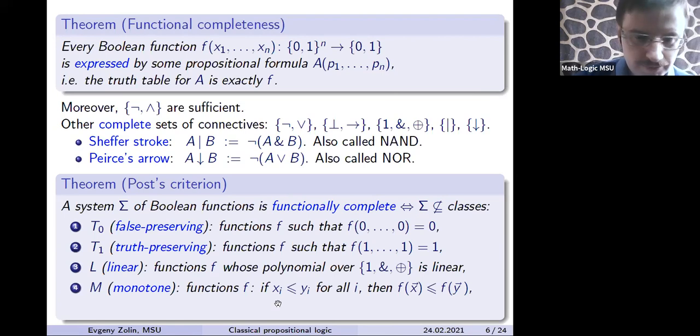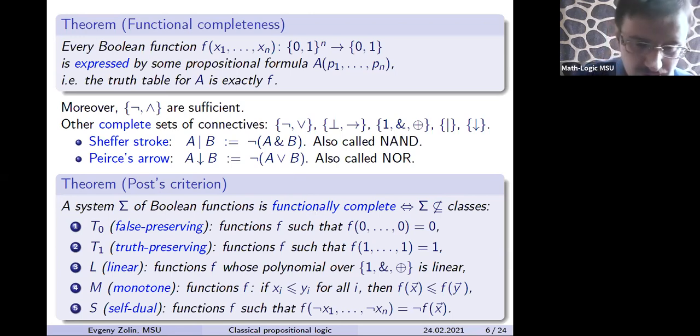The class of monotone functions. So if arguments are bigger, then the value is bigger or the same, less or equal in both cases. For example, disjunction and conjunction are monotone operations, but implication is not. And self-dual function. So if you substitute negations of arguments into the function, then you obtain the negation of its value for all x1, xn from 0 and 1.